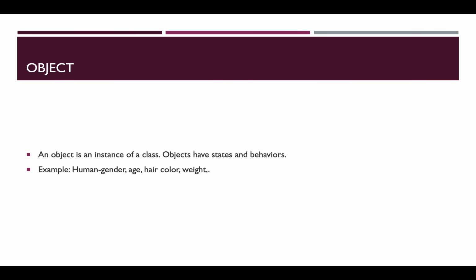Very basic, simple. Next, an object. An object is an instance of a class. Objects have states and behavior. So now you're stating which one is the state and the behavior of it.